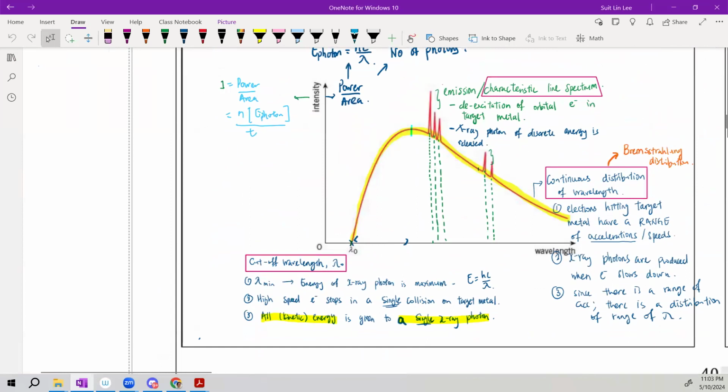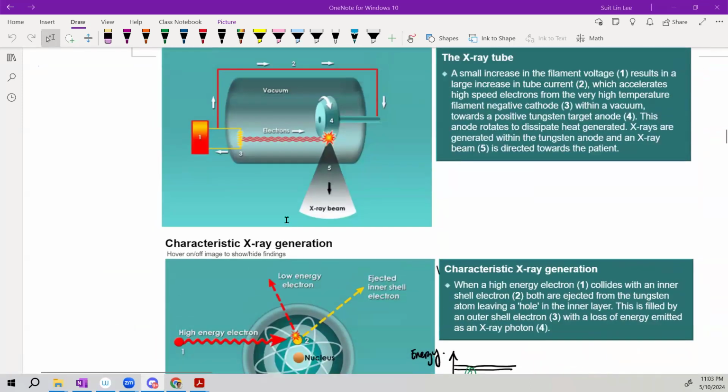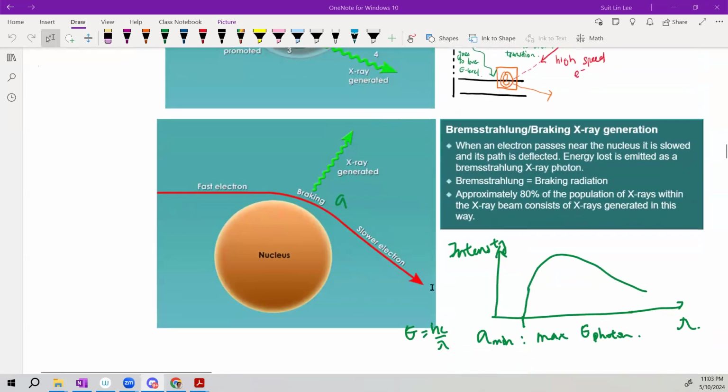Let me see if I can understand your question. When the energy of X-ray is maximum, the intensity is close to zero, meaning there are very, very few photons. Okay, so I don't know what your working model is with this, but maybe you ask me a follow-up question. When the electron collides with the heavy target metal, the electrons generally will be slowed down like this. The fast electron goes close to the nucleus of the heavy metal. When the electron passes near the nucleus, it is slowed and deflected. It's slowed.